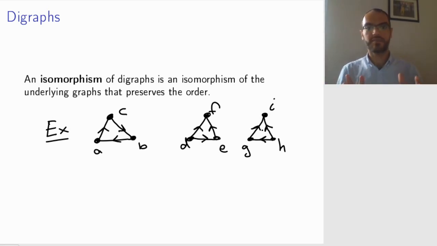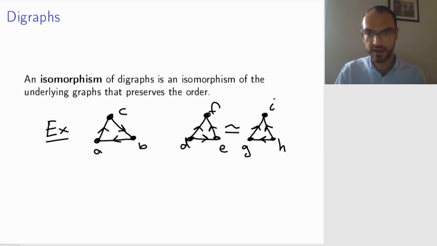Obviously, if you forget about the order, these are all exactly the same underlying graph. So as undirected graphs, they are all isomorphic. They're all exactly the same. I've just renamed the vertices. But now, how can I produce an isomorphism of digraphs?